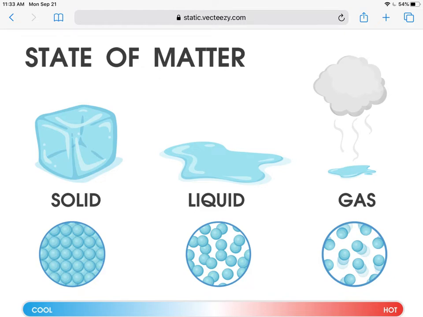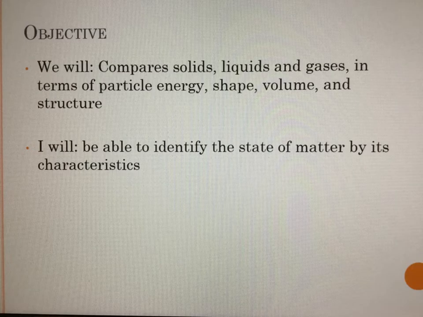Hello, y'all. Today we're going to go over the states of matter, or sometimes it's called phases of matter, and it's going from a solid, liquid, and a gas. Okay, so our objective today is you're going to be able to differentiate between a solid, a liquid, and a gas. Also, know the direction of energy, whether it has shape, volume, and a structure. You're going to be able to identify the state of matter by its characteristics.